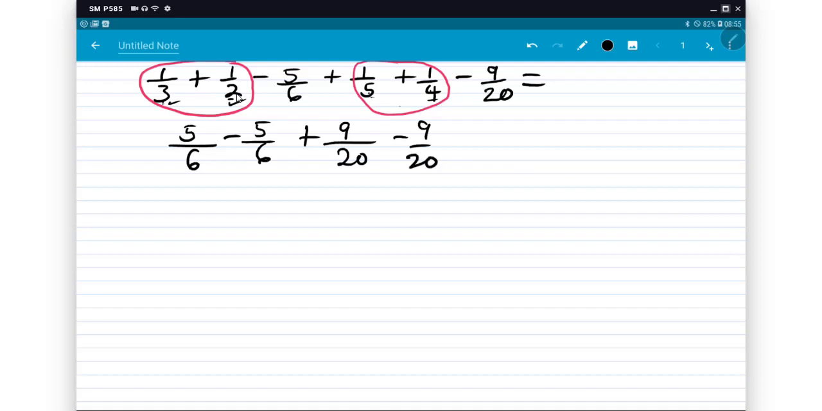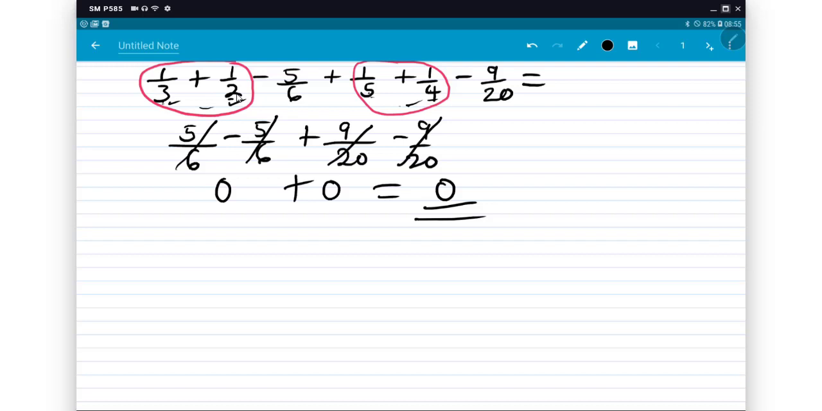Minus 9 over 20. What can you see here? 5 over 6 minus 5 over 6, 0. 9 over 20 minus 9 over 20, 0. 0 plus 0, 0. So our answer is 0. Can you see? So that's how we can apply that to make our work faster. As you can see, it's very fast. Within 30 seconds, you can solve this and you are done. Of course, if you remember these ideas, they make the work faster.